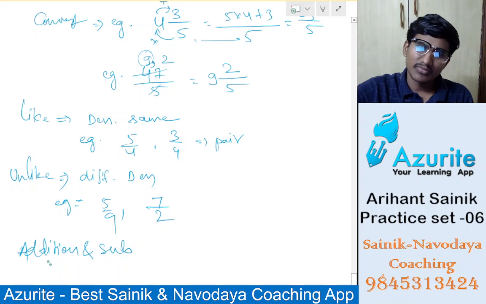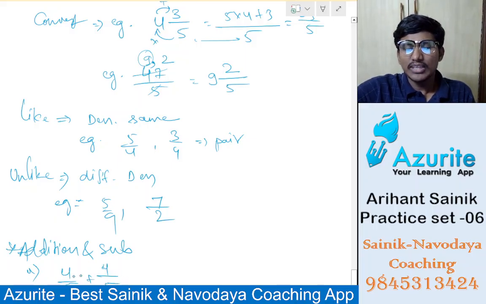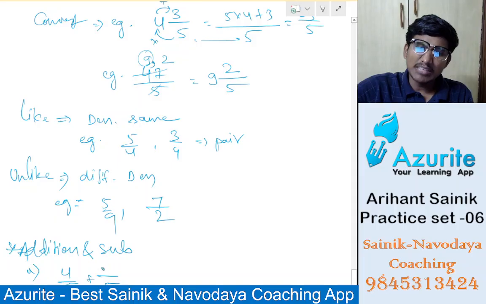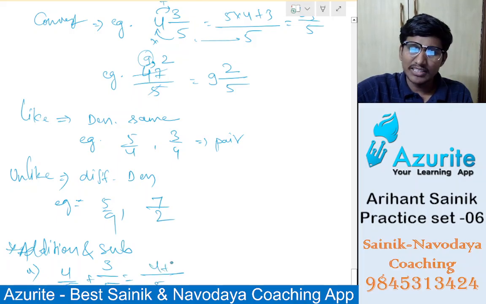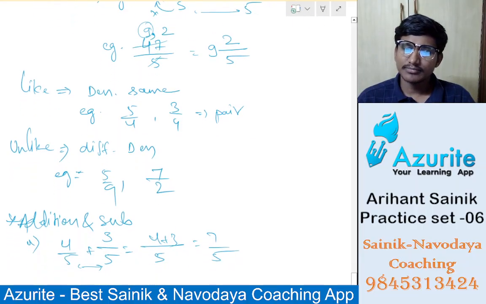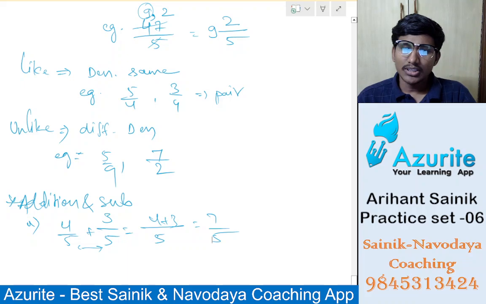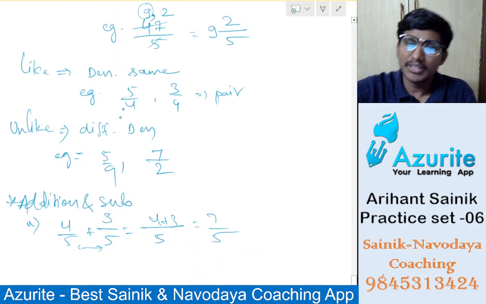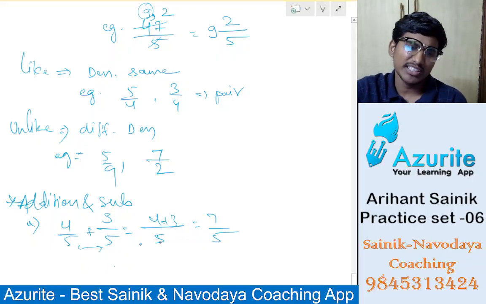subtraction. Okay. So addition, if you take 4 by 5 plus 4 by 5 only. So that is direct. Here let's take 1 by 5 or let's take 3 by 5. So direct, the denominator is the same, which means we can directly add 4 plus 3, that is 7 by 5, isn't it? Okay. So addition and subtraction are both the same when the denominator is the same.